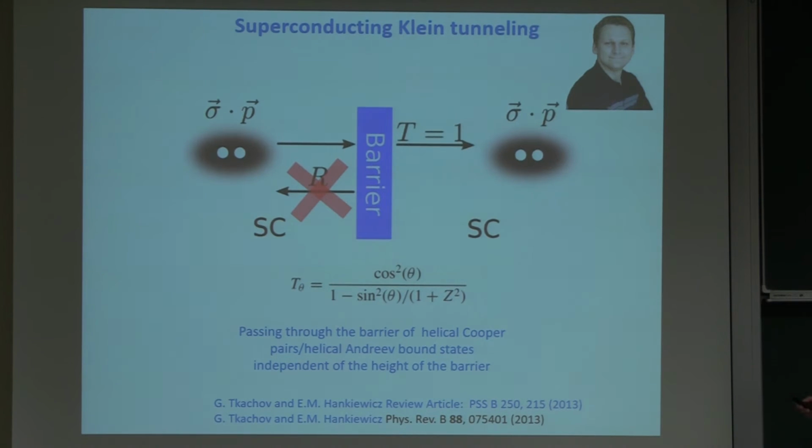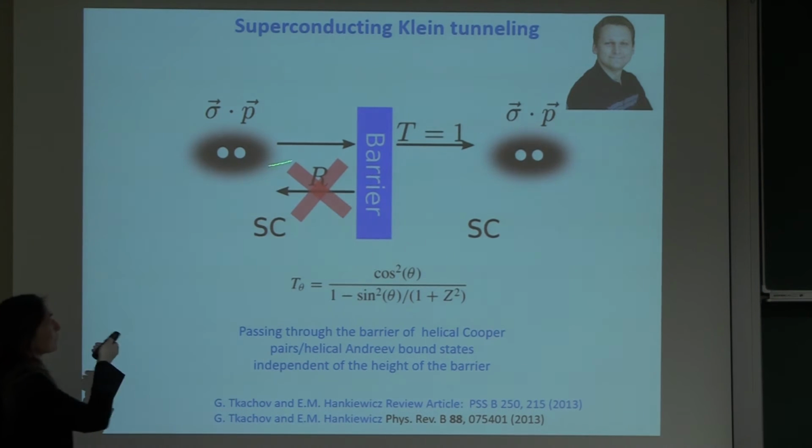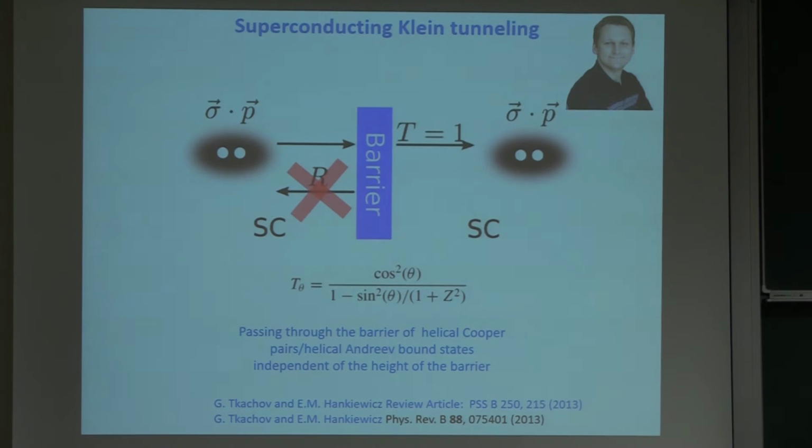So what happens is that for the first mode, because of time reversal symmetry, if I wanted to go back, changing the momentum to minus momentum would mean that I have to change the spin to minus spin. This is not allowed if I have time reversal symmetry in my system. So this means that I have to pass with the transmission equal to 1, at least for the first mode.